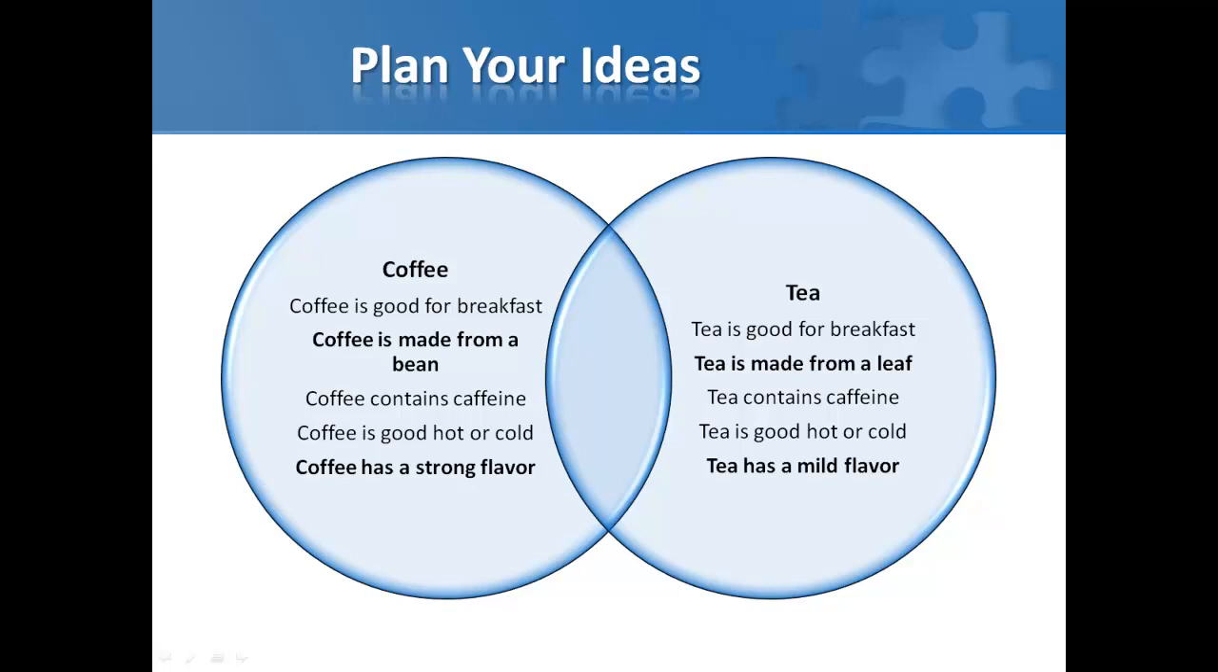So you have your ideas for coffee. Coffee is good for breakfast. Coffee is made from a bean. Coffee contains caffeine. Coffee is good hot or cold. Coffee has a strong flavor. Then you make a list for tea. What can you say about tea? Well, tea is good for breakfast. Tea is made from a leaf. Tea contains caffeine. Tea is good hot or cold. Tea has a mild flavor.